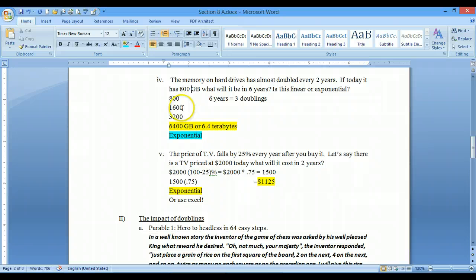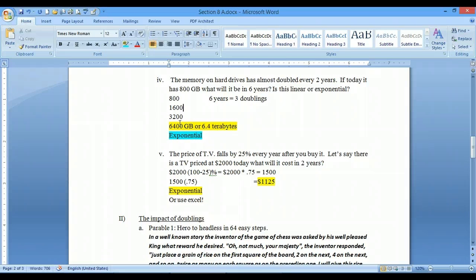800 doubled gives me 1,600. That's one doubling. 1,600 doubled is 3,200. That's one more doubling. One more gives me 3 doublings. 3,200 doubled is 6,400 gigabytes, or 6.4 terabytes. Let's move to the next example.